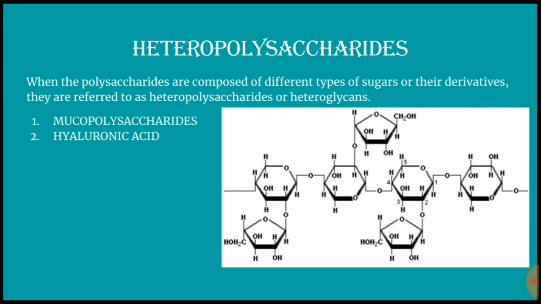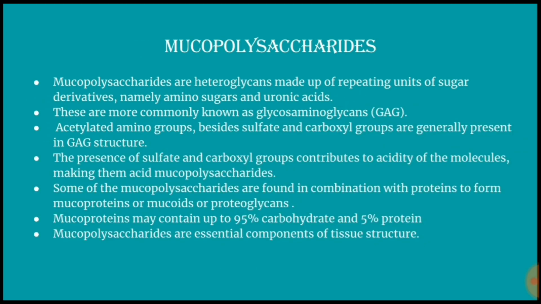Now we're moving to the heteropolysaccharides, consisting of different types of sugar molecules or monosaccharides that are linked to each other. Heteropolysaccharides can also be called heteroglycans, and the two different forms are mucopolysaccharides and hyaluronic acid. Now coming to mucopolysaccharides, these are heteroglycans made up of repeating sugar unit derivatives like amino sugars and uronic acids.